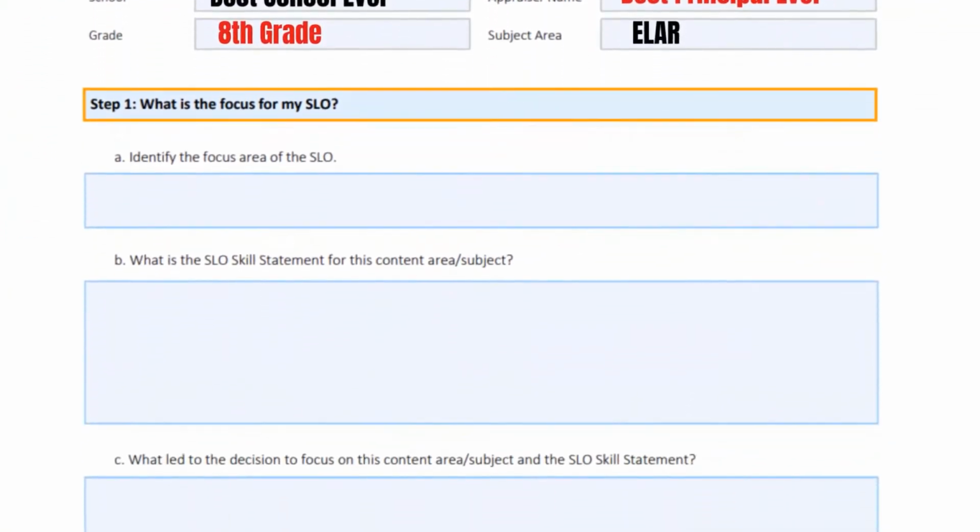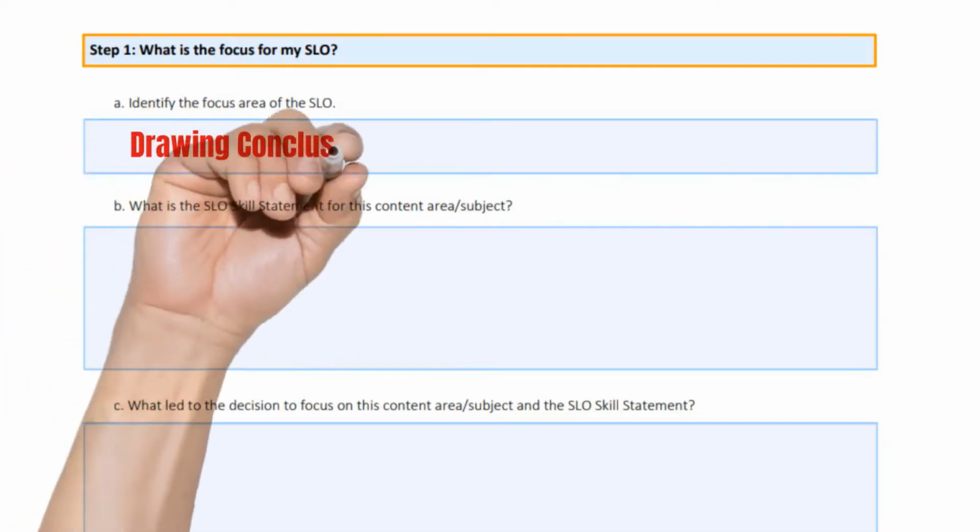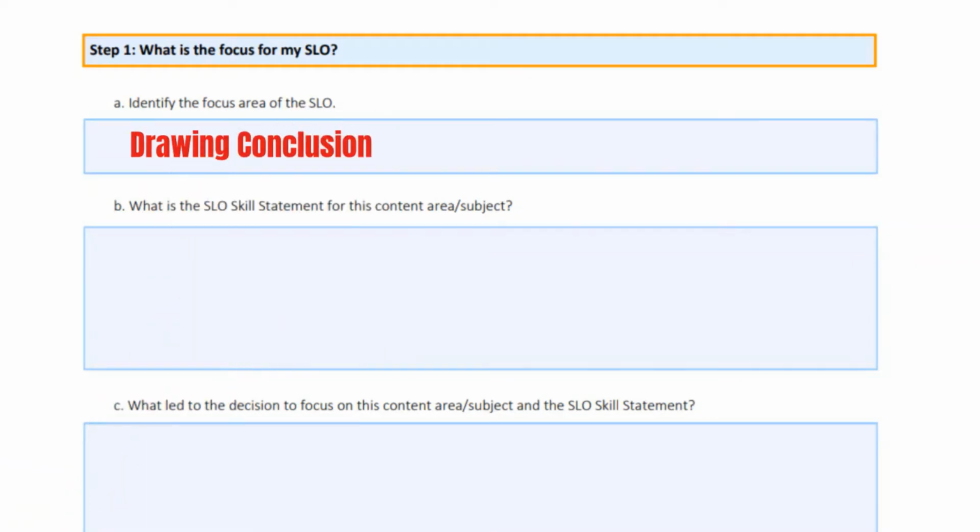Now, looking at step 1, what is the focus for my SLO? Section A, you will identify the focus area of the SLO. Basically, you will show what foundational skills you've chosen to write about. You will not put the whole statement, but just the skill. For example, drawing conclusions, or regrouping numbers, or sight reading, or analyzing primary documents.